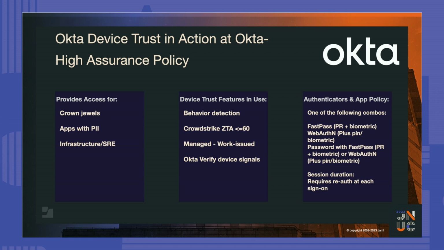These are the crown jewels. These are the things where, you know, apps with PII, the stuff that we can get in really hot water for if we ever had a breach. You'll find that we're layering on a lot of the same things, but we've tightened up our CrowdStrike policy. It looks like I whiffed doing that on the slide, so oops. So we have a tighter CrowdStrike policy. We require a managed and work-issued laptop for this. No BYOD, nothing else.